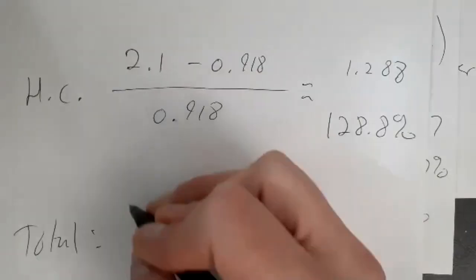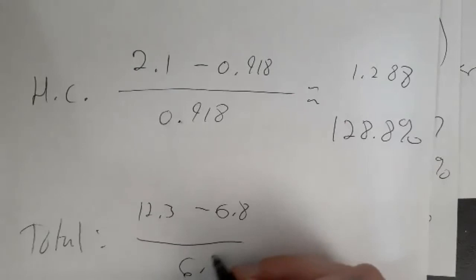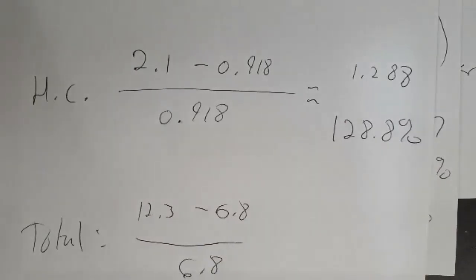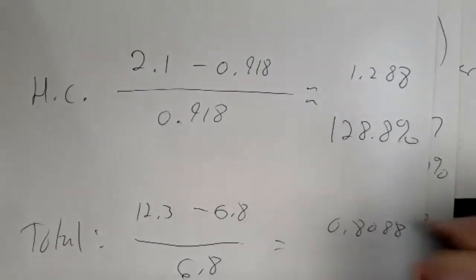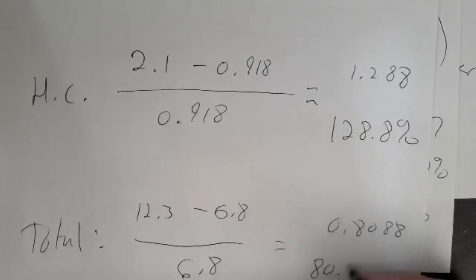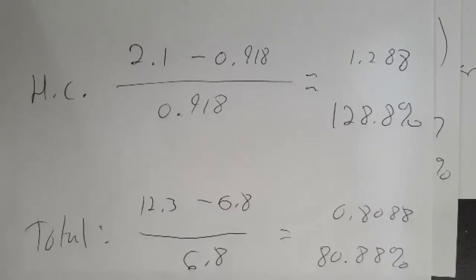This one is the total, so 12.3 minus 6.8 divided by 6.8. This should give me something like 0.8088. That's 80.88%. And that's the last problem. I'm going to hit stop on the recording.